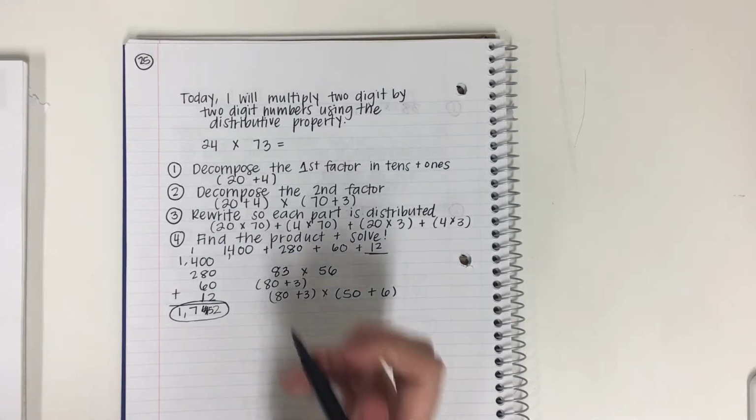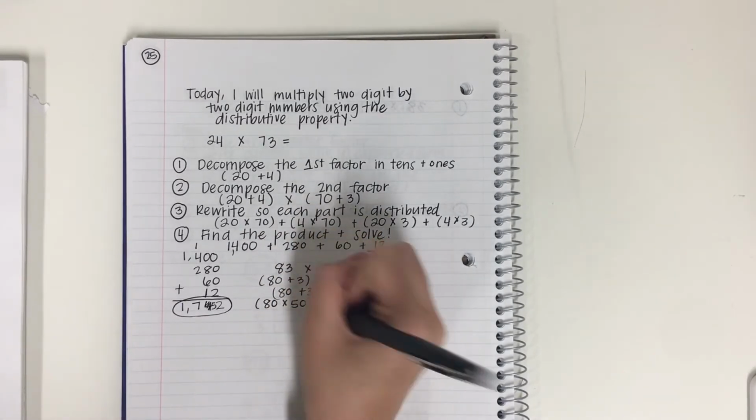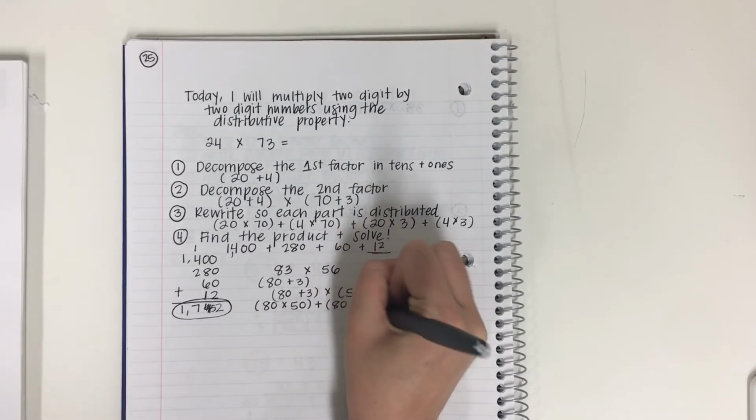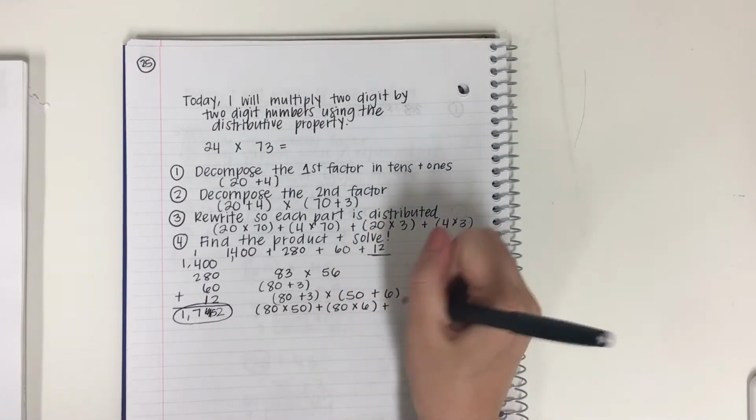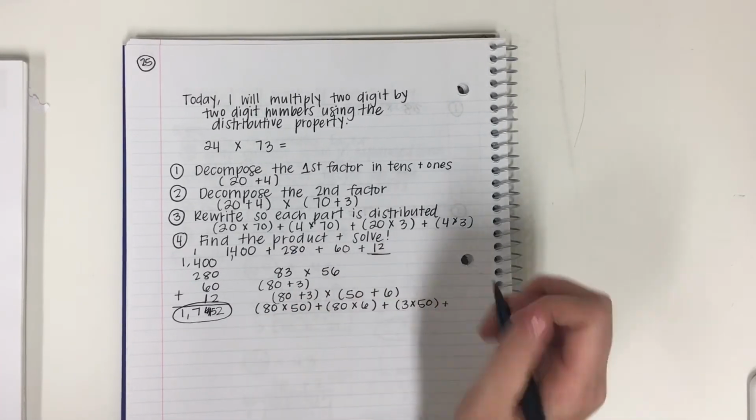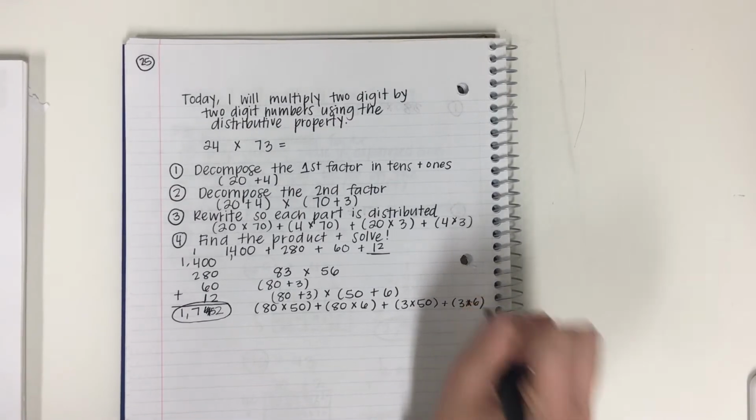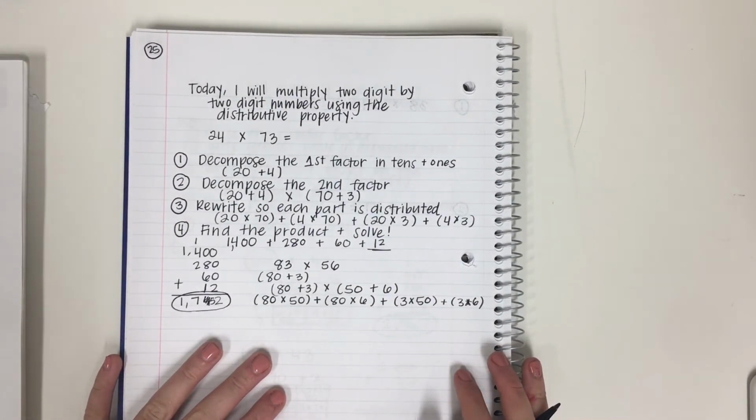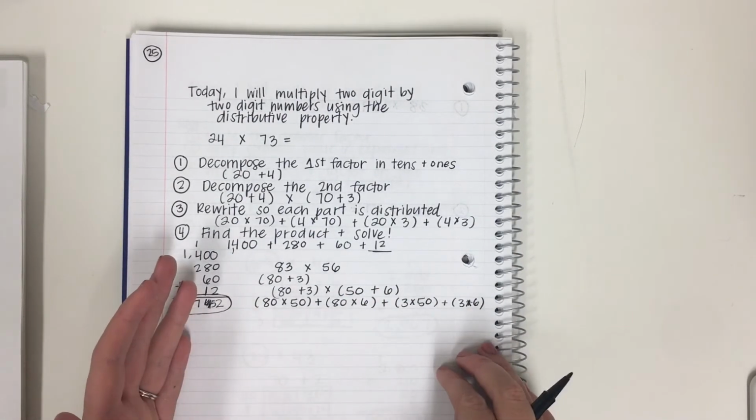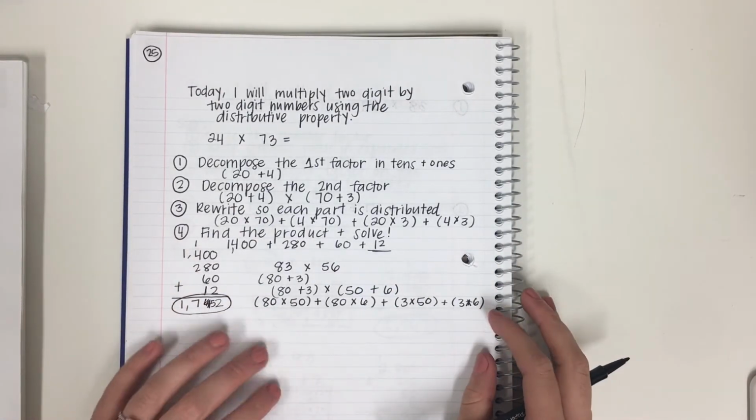Now we want to rewrite so each part is being distributed to the first factor. So we got to do 80 times 50 plus 80 times 6 plus 3 times 50 plus 3 times 6. So I want you to see how this is so relevant to the area model. It's exactly the same. This just doesn't have the box method, and it's more like horizontal. So it just depends on what you see when you do your math, whatever works best for you, okay?